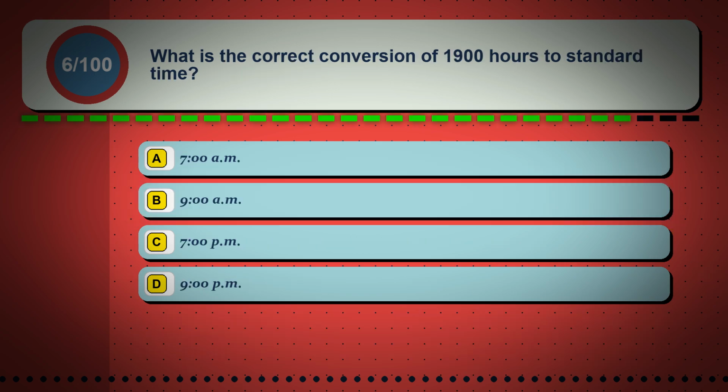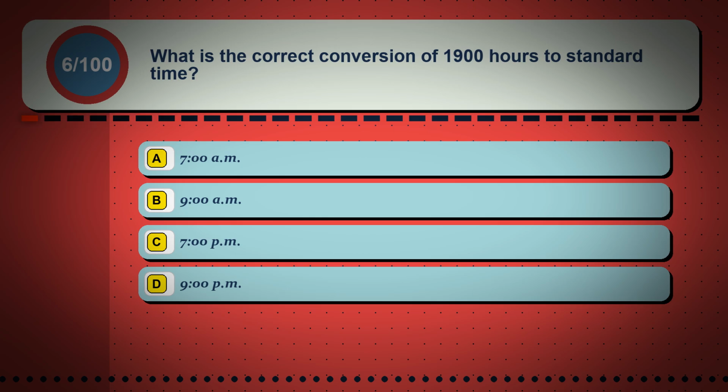Question 6. What is the correct conversion of 1900 hours to standard time? Option A. 7 a.m. Option B. 9 a.m. Option C. 7 p.m. Option D. 9 p.m.